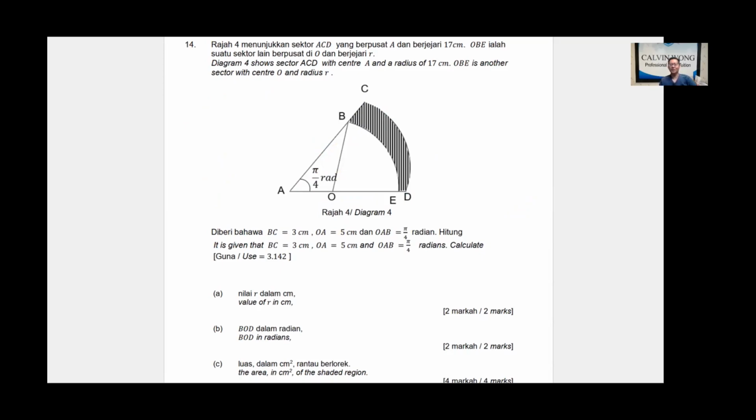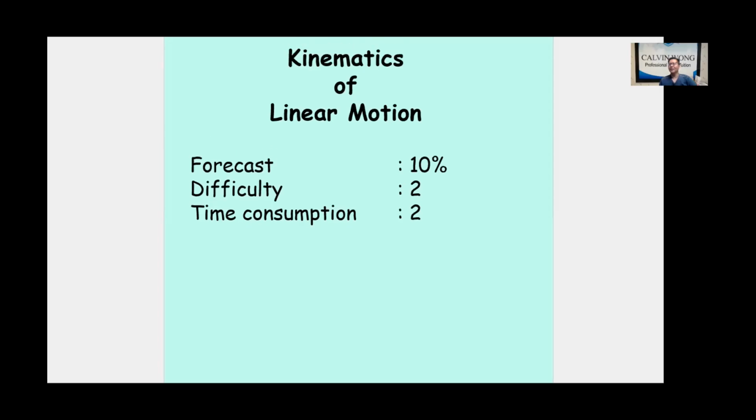All right, so next one, kinematics of linear motion. Now this question will definitely come up. Another strategy maybe I can share with you. For Bahagian C, you have 4 questions, choose 2. We haven't touched on this in the previous workshop. So 4, choose 2. Which 2 do you choose?